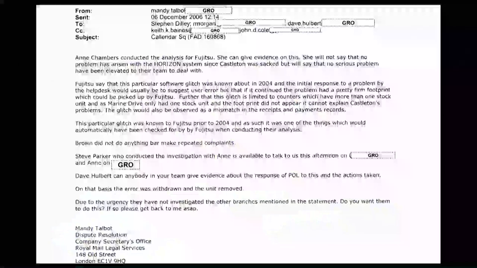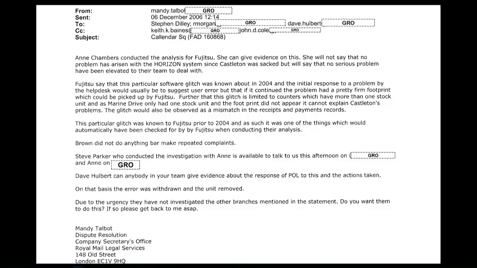Mrs. Talbot continues, she can give evidence on this. She will say that no problem has arisen with the Horizon system since Castleton was sacked, but will say that no serious problem have been elevated to their team to deal with. Dealing with those, was it the case that no serious problems have been elevated to the SSC? I'm assuming that's what was meant there, yes. Was it true? I don't remember.